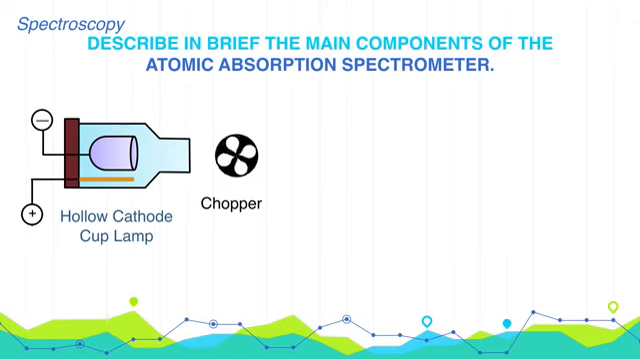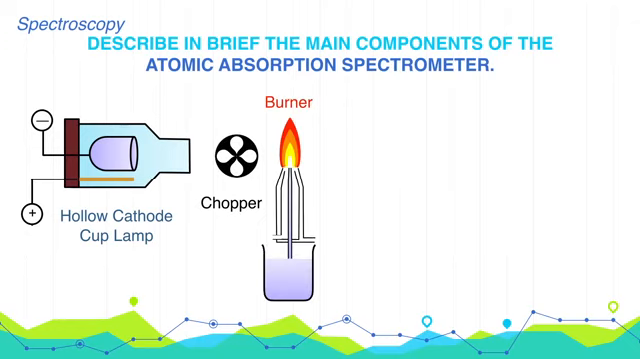Next comes burner. The flame is produced by burning the fuel with the oxidizer, and the sample is burnt. Burners used are of two types. One is total consumption burner and second is pre-mixed burner. To know more about these burners, please watch my previous video. The link is given in the description.